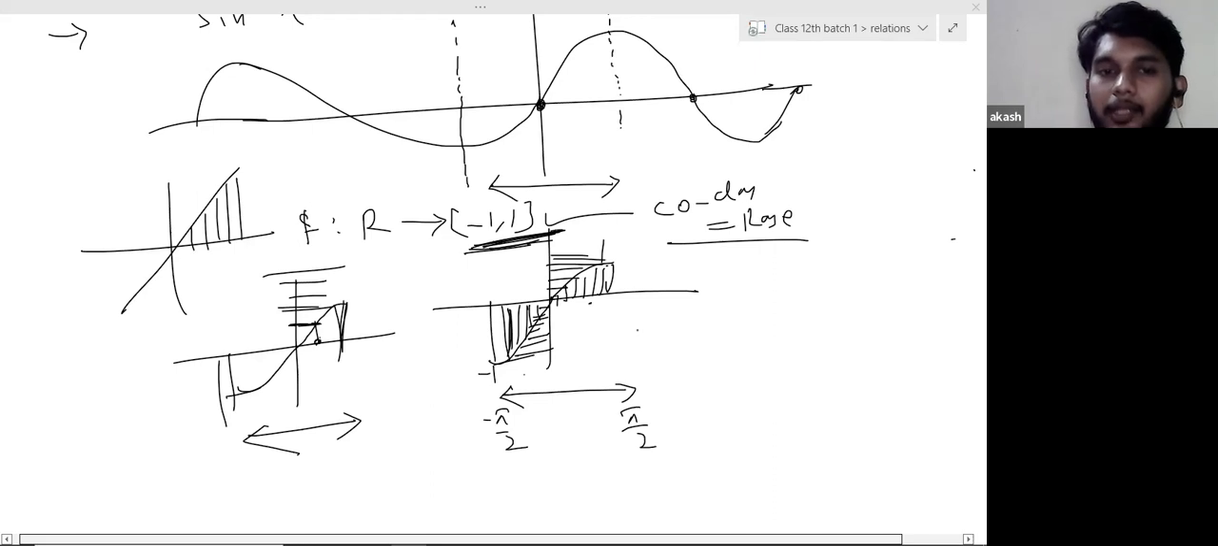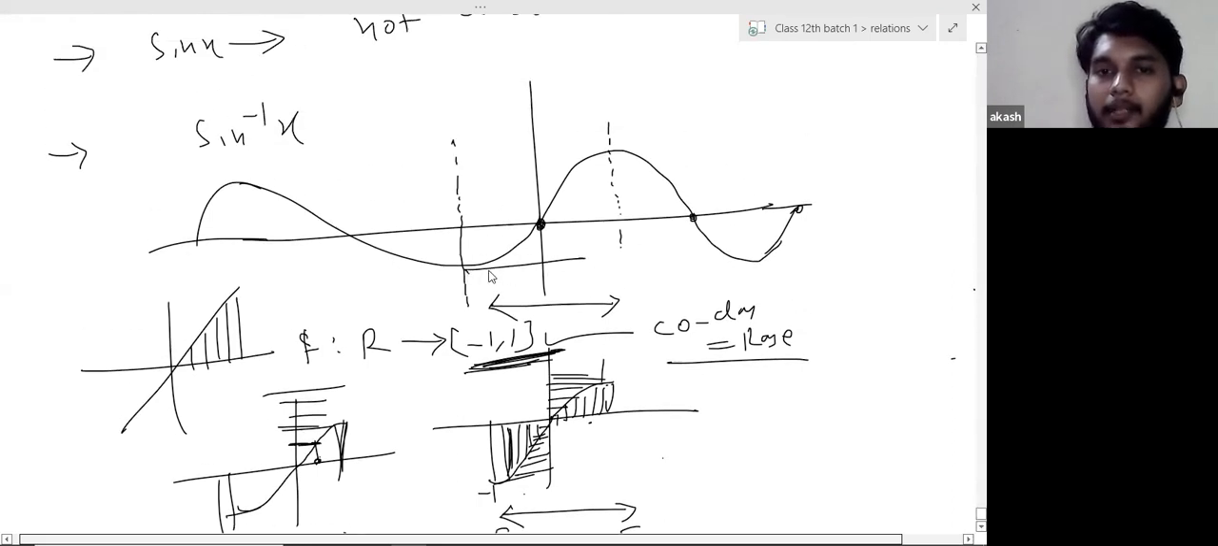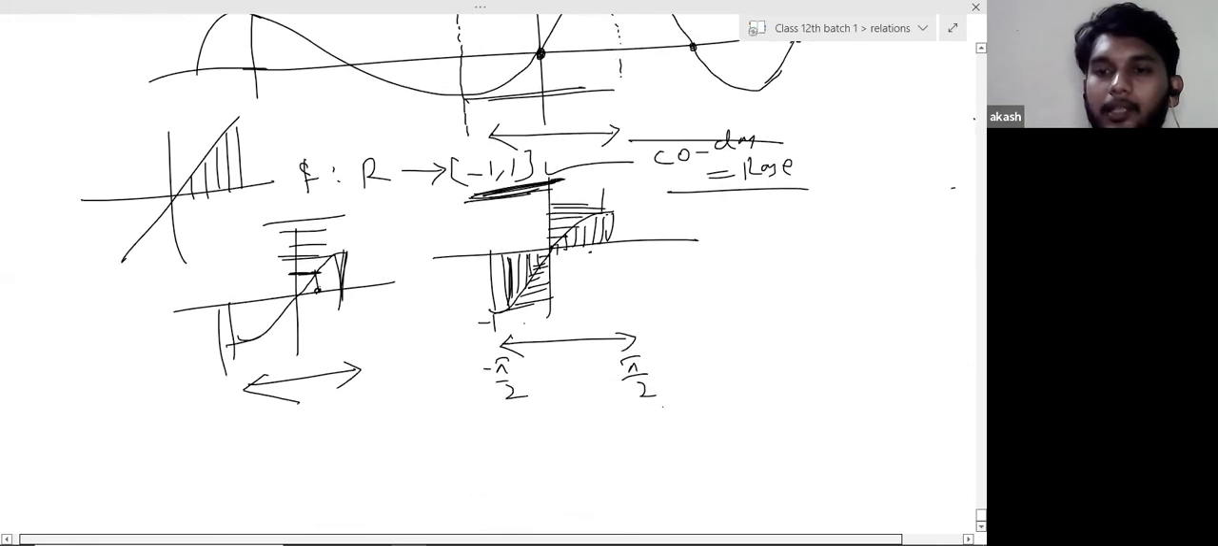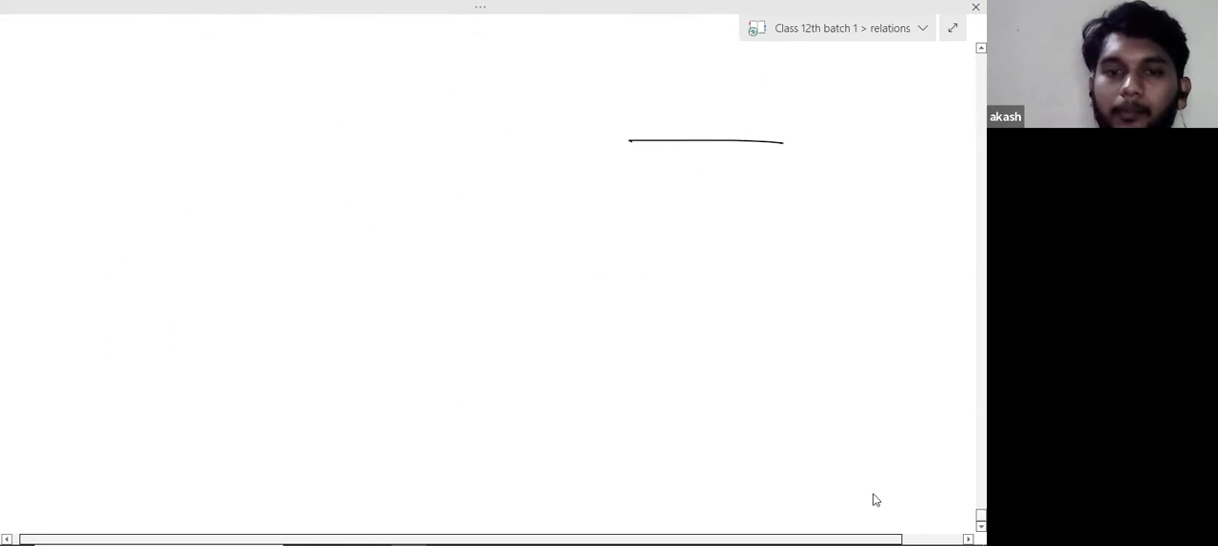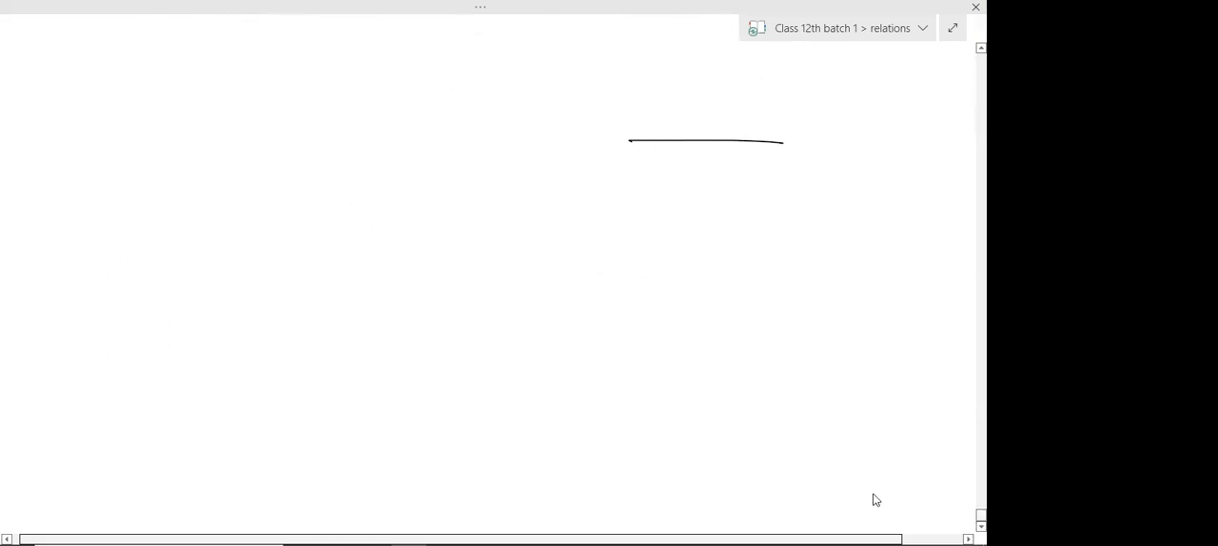So that's why we limit the domain to minus pi by 2 to pi by 2. And this is not necessary. You can take anywhere, this part or this part or this part, all the parts are same, right? If you restrict the domain, then sin x becomes one-one and onto, and we calculate the inverse of the function. So please note down the graph. Give me a moment.